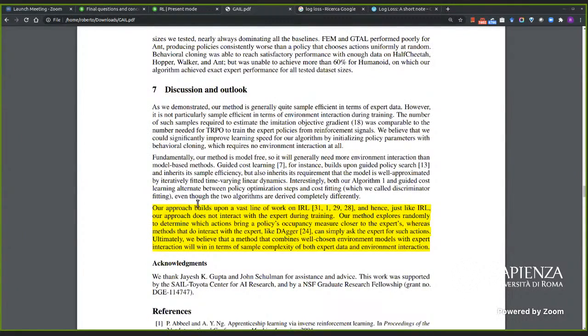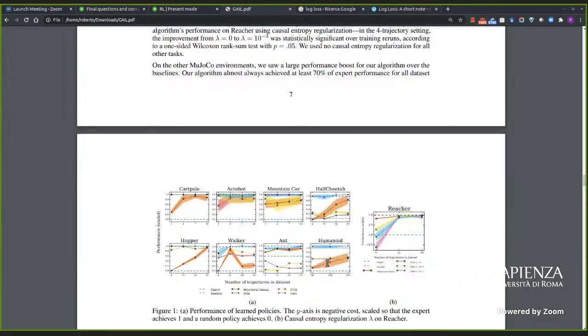So to conclude, they say our approach builds upon a vast line of work on inverse reinforcement learning, and hence, just like inverse reinforcement learning, our approach does not interact with the expert during training. Our method explores randomly to determine which actions bring a policy's occupancy measure closer to the expert's, whereas methods that do interact with the expert, like DAgger, which is another method we didn't look at, can simply ask the expert for such actions. So, we believe that a method that combines well-chosen environment models with expert interaction will win in terms of sample complexity of both expert and environment interaction. So this is the conclusion of this paper.